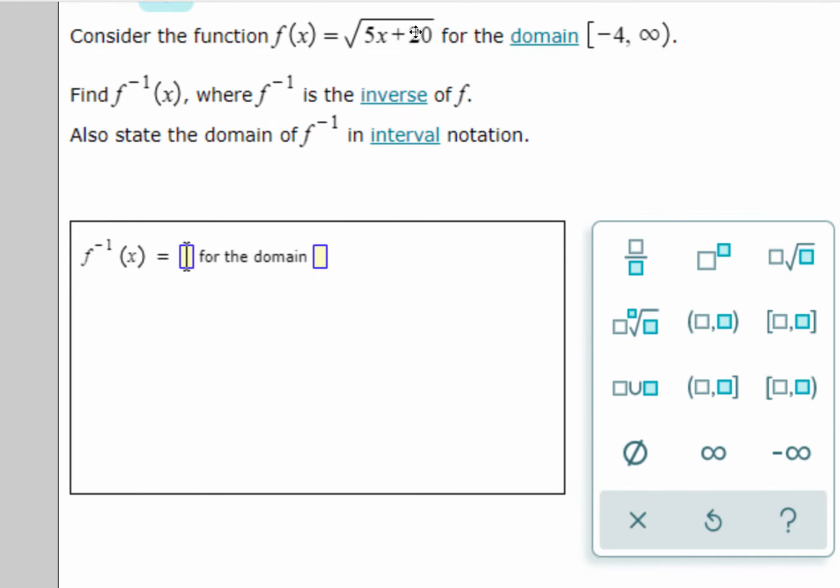Get to it. What we have to do here is consider this function that we want to work with, which is f of x equals the square root of 5x plus 20.